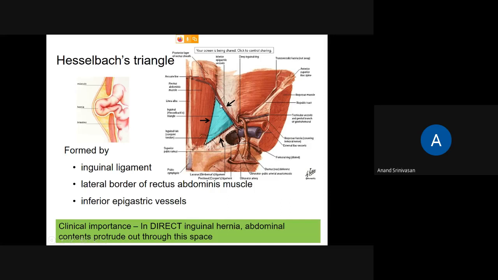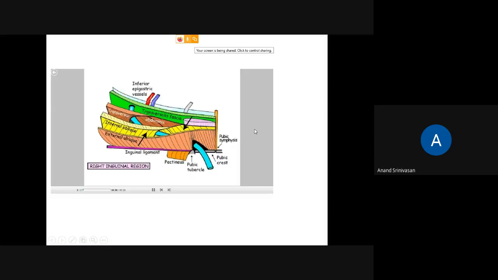Now, why should I know about this? Direct inguinal hernia and indirect inguinal hernia, the treatment is different. What is the defect in the indirect inguinal hernia? The deep inguinal ring is quite big, the inguinal canal is quite big, so what you need to do is reduce the space.